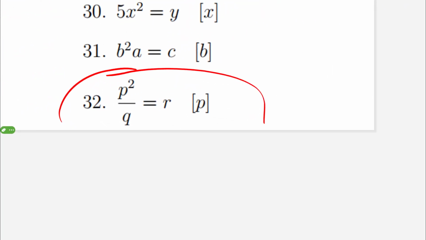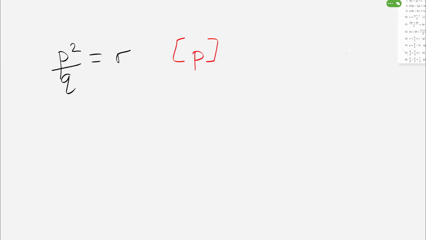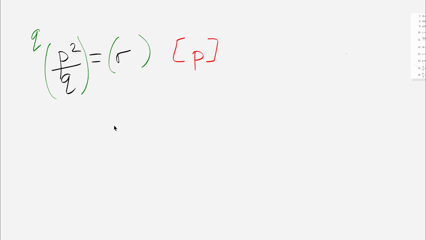P squared over Q equals R, and you have to solve for P. All right. So P squared over Q is equal to R, and we want to solve for P. First of all, notice that I have a fraction. It's an equation with a fraction. So once again, we get rid of our fraction by multiplying every term by the lowest common denominator. In this case, the lowest common denominator is Q.